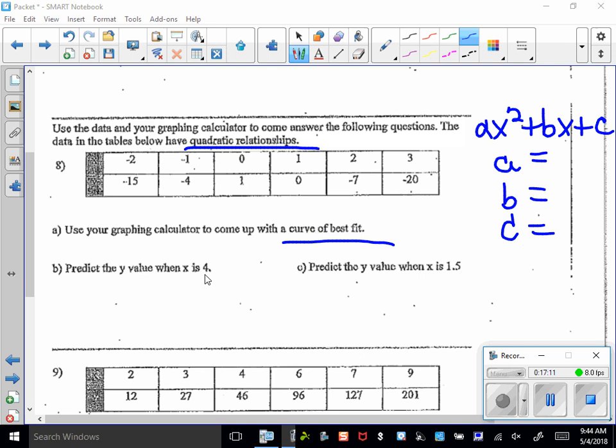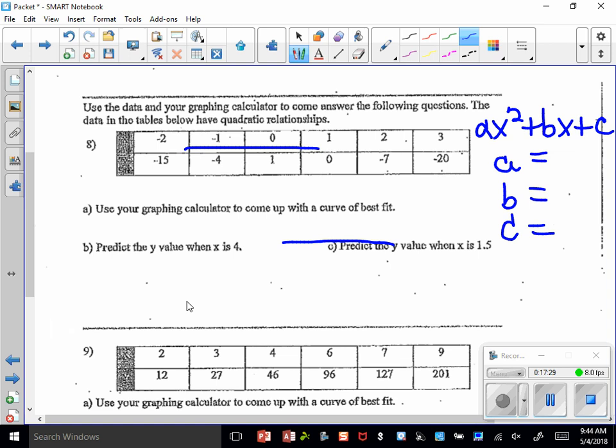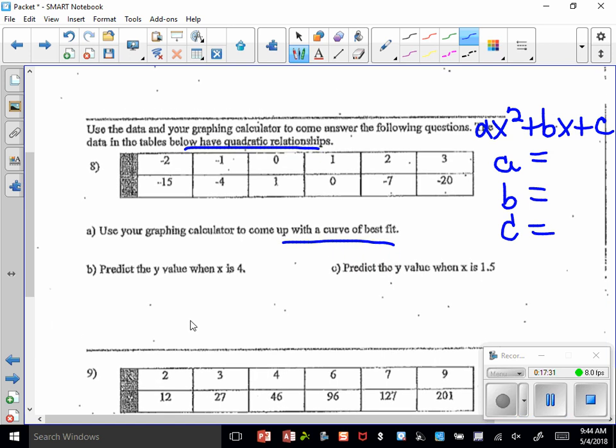All right, so once you have your data in, we're going to go back to stat, over to calc. Everybody there? And look at your options. We're not doing line of best fit. We're doing quadratic. So which one says quad? Quad. It should be, well, we're going to be using 5.